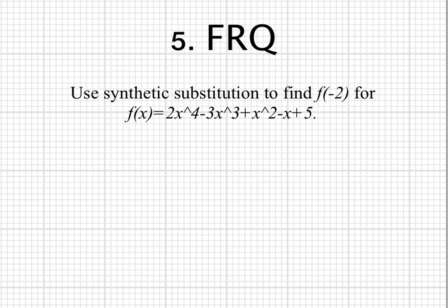And here's your free response question. Use synthetic substitution to find f of negative 2 for f of x equal to 2x to the fourth minus 3x cubed plus x squared minus x plus 5. So that is your free response question.